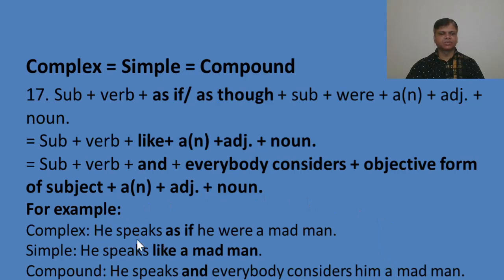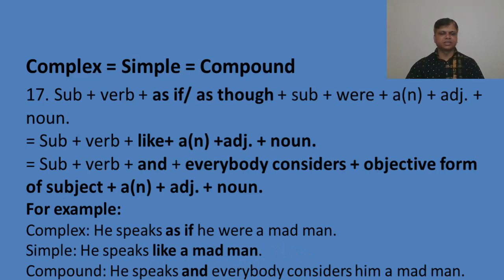So look at the complex sentence. He speaks as if he were a madman. If you want to make it simple, just follow the structure. He speaks is an independent clause. That is, you have to use the first clause, the main clause of the sentence, first, then like, then a or an, adjective, noun. Here man is a noun, mad is an adjective.